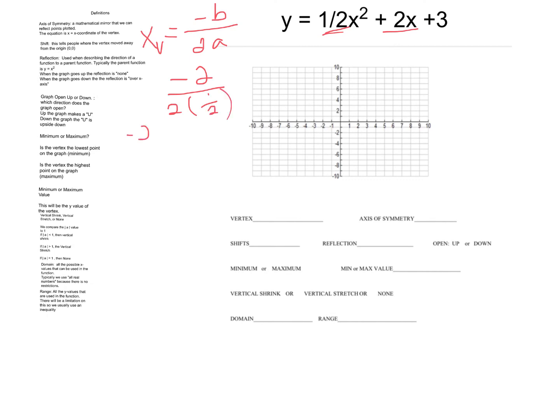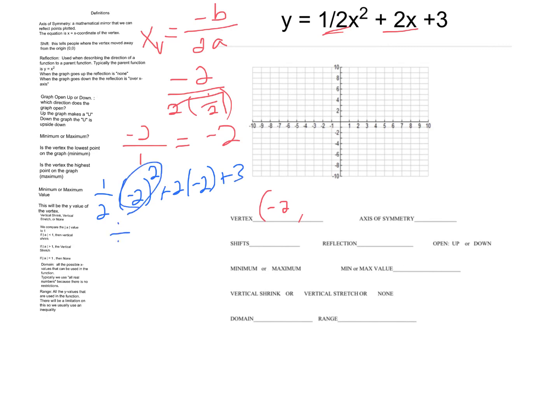Well, that's easy. Negative 2 times over. Now 2 times a half is 1. My x is negative 2. Okay. Now let's put that into the function for our y. So 1/2 times negative 2 squared plus 2 times negative 2 plus 3.